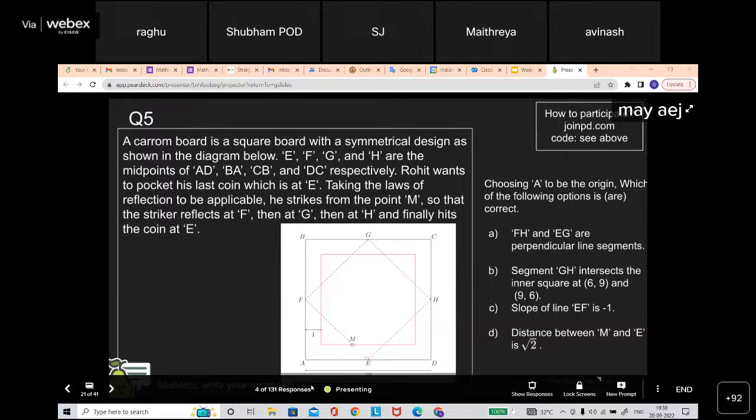Choosing A to be the origin, assume this is the x-axis, this is the y-axis, and A is the origin. Which of the following options is going to be true? See that this line is actually the same as this line, and F, G, H are collinear. So this is kind of a square. Now you can answer which option is going to be true. I'm looking at the 6 responses I got.